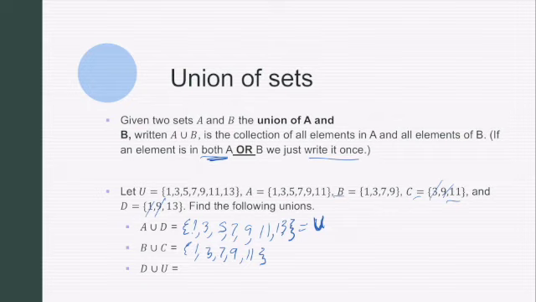Next, I need to take a look at D union the universal set. Now, it's important to note that all the elements in D came from the universal set because they're a subset. So this is just going to be equal to U again.